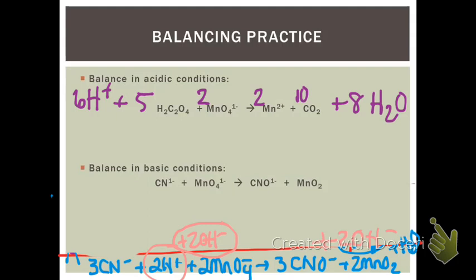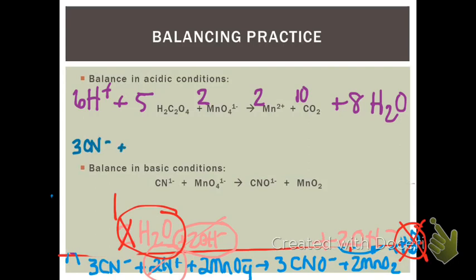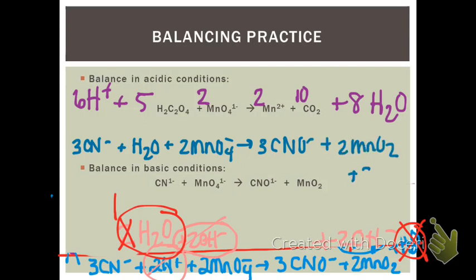Now, the water will form on the side with the protons. Since you have 2 protons and 2 hydroxides, they will combine to make 2 waters. Now, that also means there's another round of canceling to go on because I now have 2 waters on the left and a water on the right. So that one's gone on the right and I'm down to 1 on the left. Your final answer after all of this would be 3 CN minus plus water plus 2 permanganate makes 3 CNO minus plus 2 MnO2 plus 2 hydroxides. And you're done.